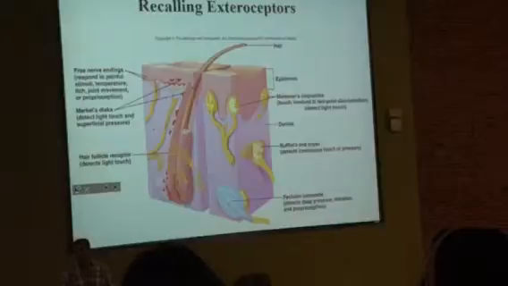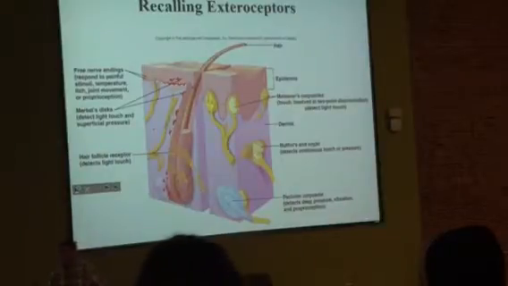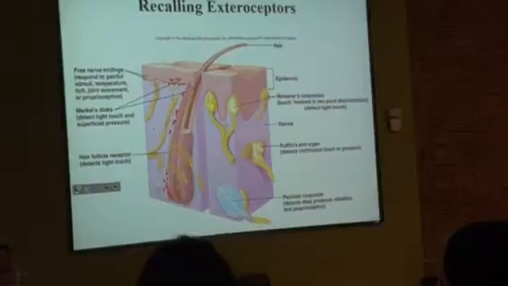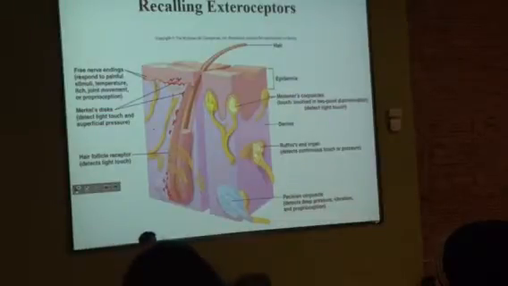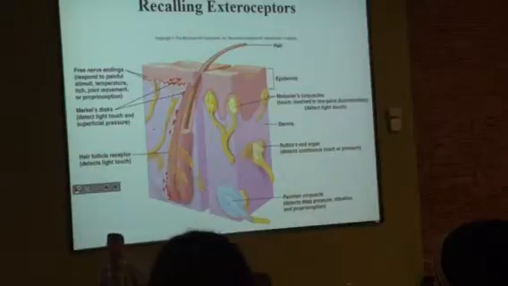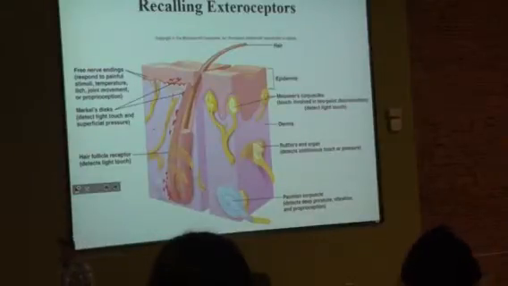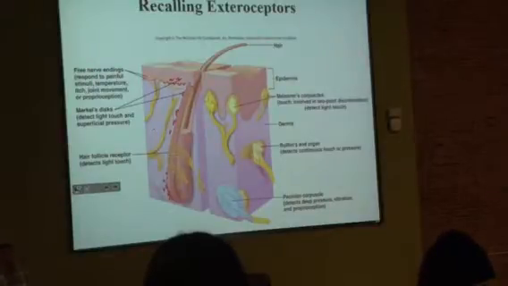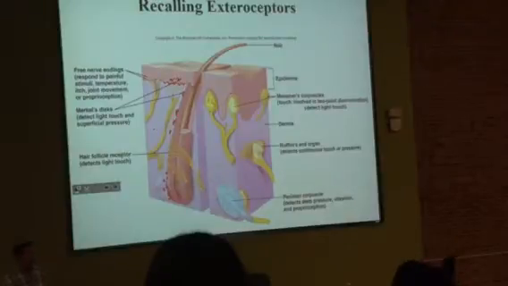You remember that picture? Pacinian corpuscle, Merkel's disc, Meissner's corpuscle, free nerve endings. Those are stereoreceptors. Those are obviously located in the skin. So what I have here is a picture of the skin with all these different receptors. And at the time you first saw this, all I needed you to know is what their job was: to detect pressure, pain, tickle, itch, heat, cold, whatever. That was their job. Now I'm going to show you how they work.